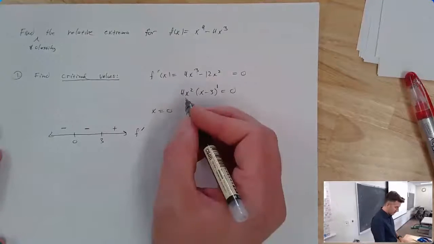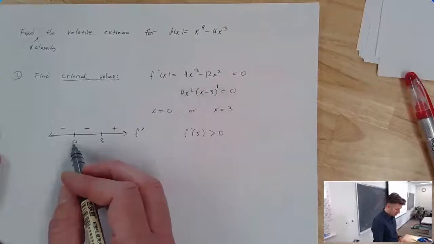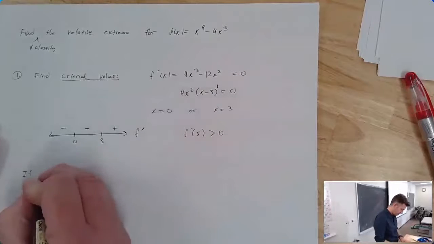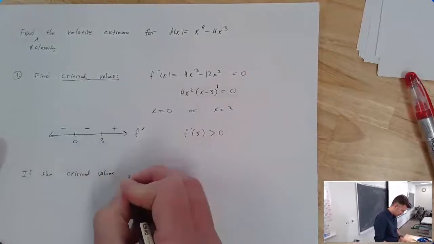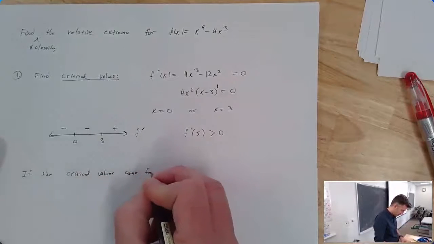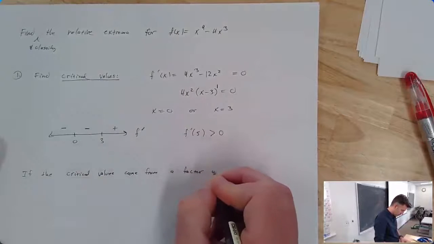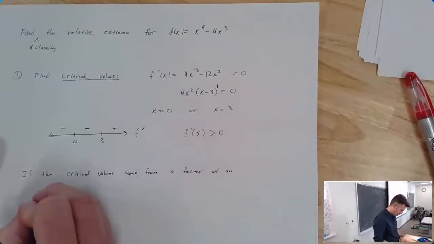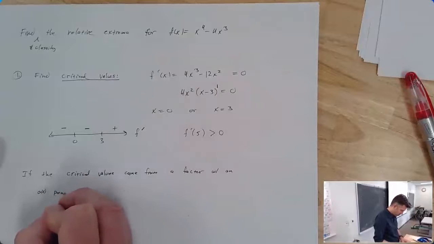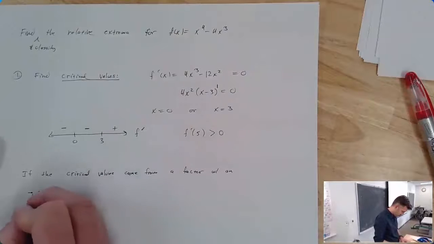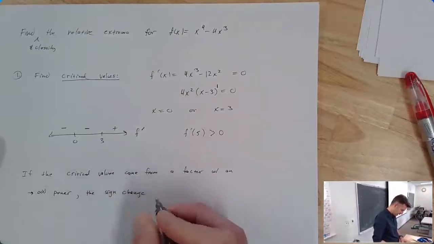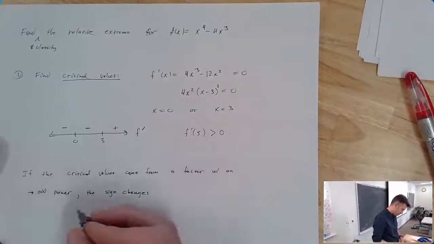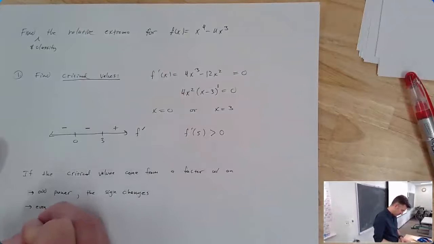The generalization is that if the critical point comes from a factor, in fact, let me write this down: if the critical value came from a factor with an odd power, the sign changes. The sign, I should say, of f prime. And if it came from a factor with an even power, the sign remains the same.